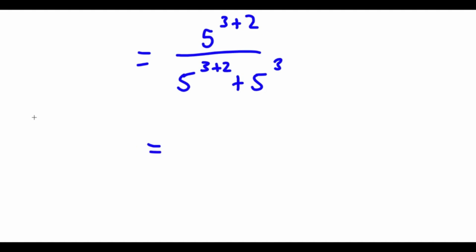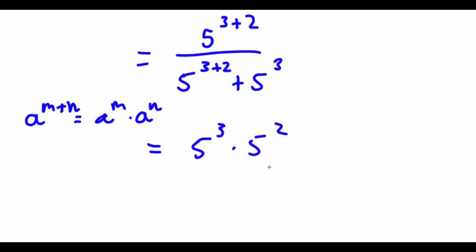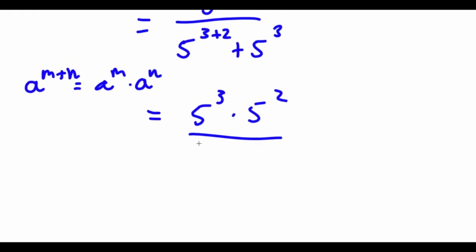Now, if I have something in the form a to the power of m plus n, this is equal to a to the power of m times a to the power of n. So 5 to the power of 3 plus 2, that's going to equal 5 to the power of 3 times 5 to the power of 2. Now I have this over 5 to the power of 3 times 5 to the power of 2 again, and plus 5 to the power of 3.